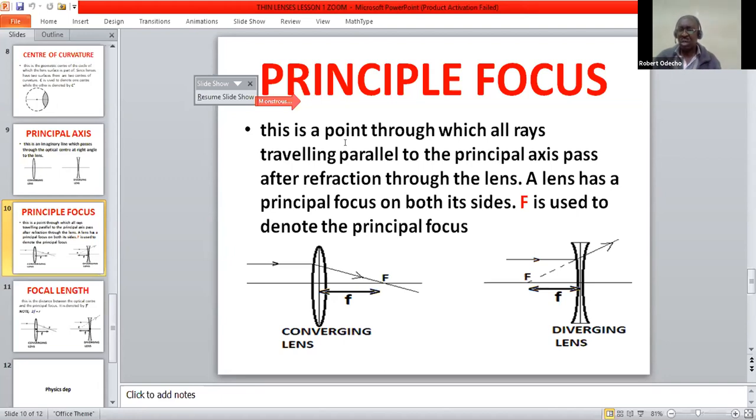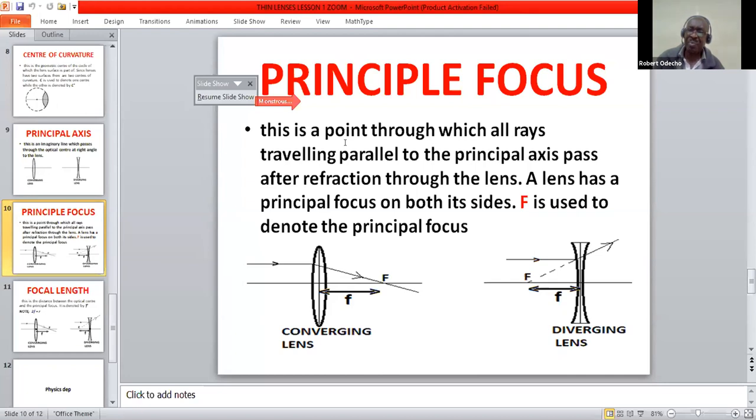So principal focus, key word in the definition is a point through which rays parallel to the principal axis pass after refraction. In mirrors, we also have principal focus, but we don't say the rays pass through the mirror. No, we say they pass after reflection. So get key things and don't mix yourself. A lens has a principal focus on both its sides. Why? Because of those two curved surfaces. When we talk of curvature, it gives you an idea of the curved surface.